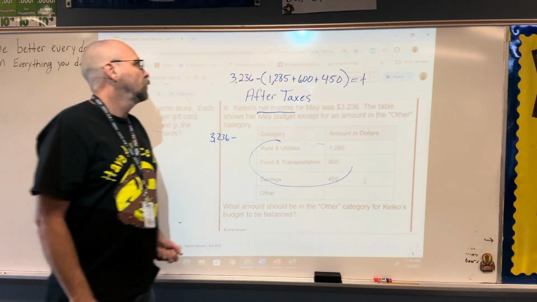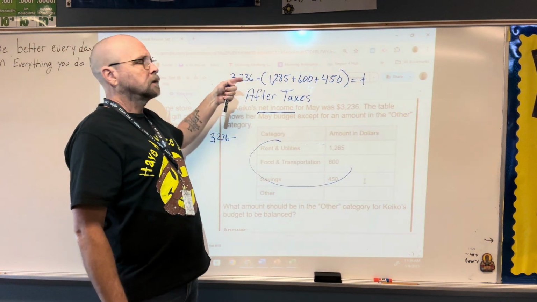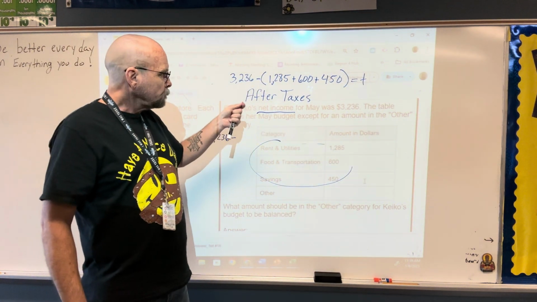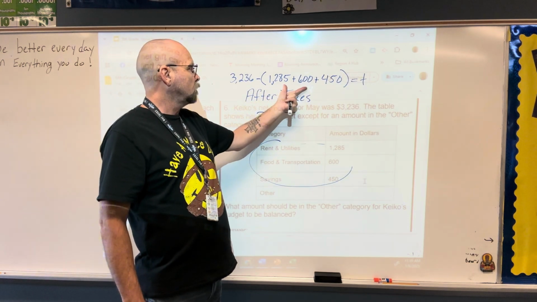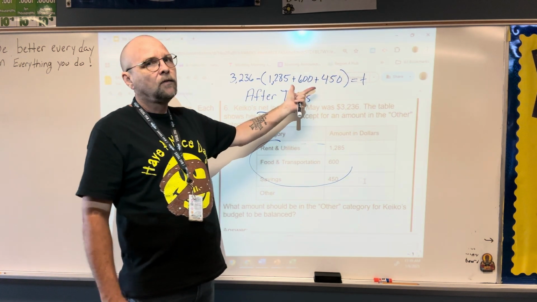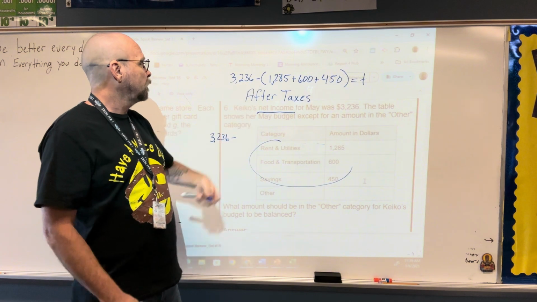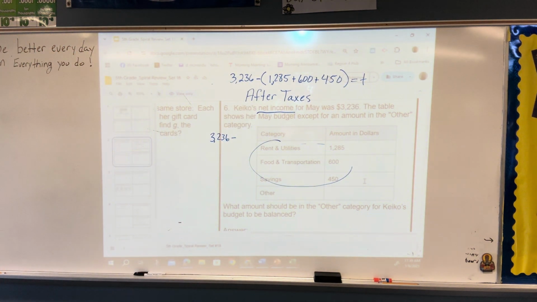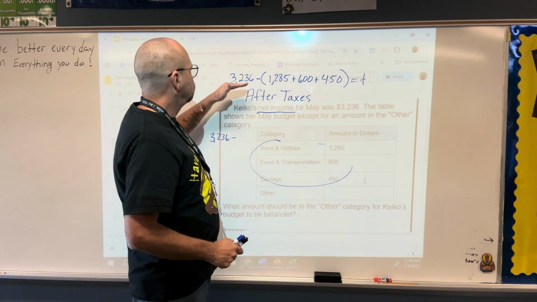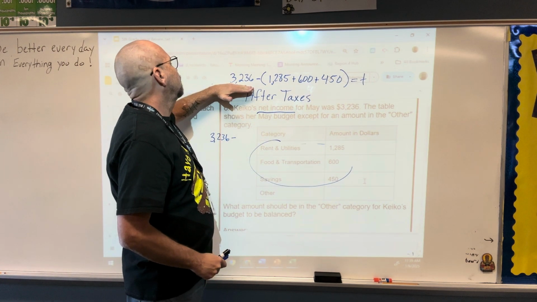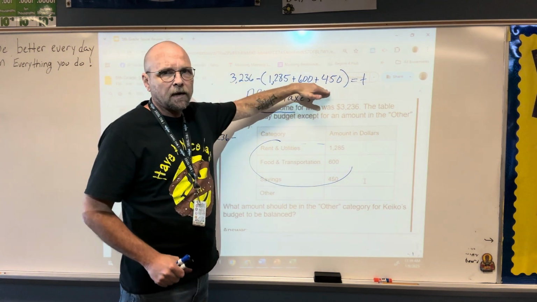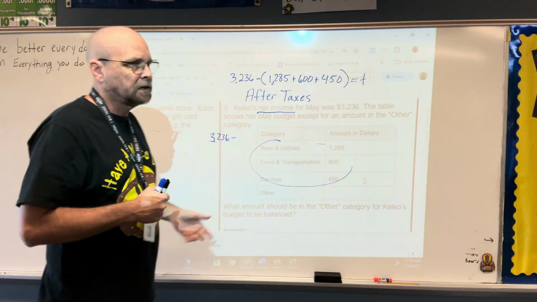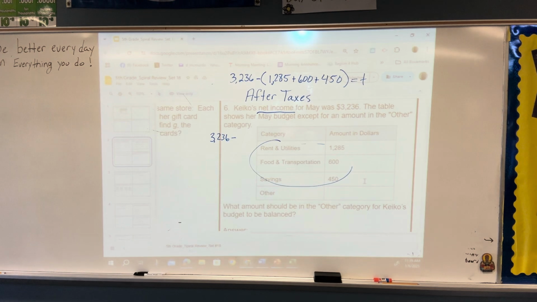So that's T. So 3,236. Order of operations, we always start with the grouping symbols. So I would add these together, and then I would subtract that from 3,236. And that's what would go in the other category. In a balanced budget, the amount that they earn and the amount they spend need to be equal. So that's what makes it a balanced budget.